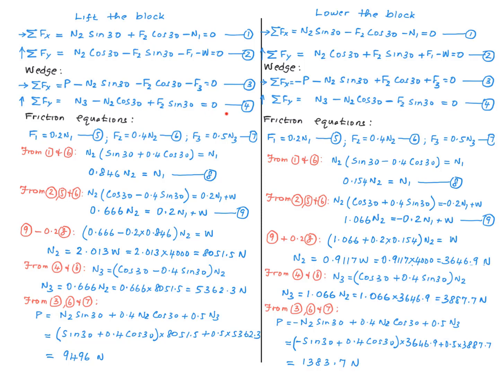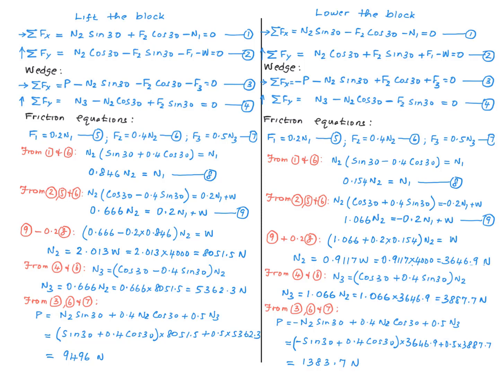So I take equation number 4 and express F2 in terms of N2. Then N3 is going to be in terms of N2. So that's what's going on here, right? So N3 works out to be 5,362.3 Newton.